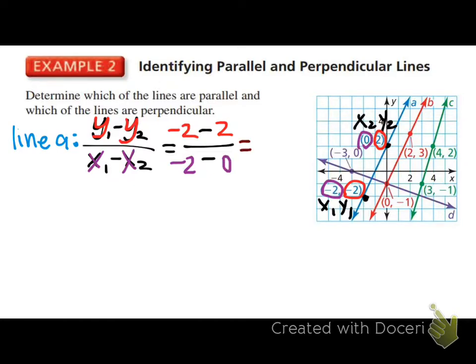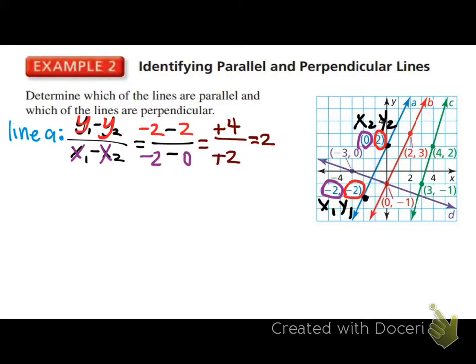Your answer has to be a fraction. If you plug this into your calculator, it is not going to keep it a fraction. You need to do it. Minus 2 makes negative 4. So just reduce. Minus 2 minus 0 is negative 2. What is a negative divided by a negative? And then 4 divided by 2 is 2. So we know the slope of the first is 2. I'm going to make this a little smaller so I can have room.